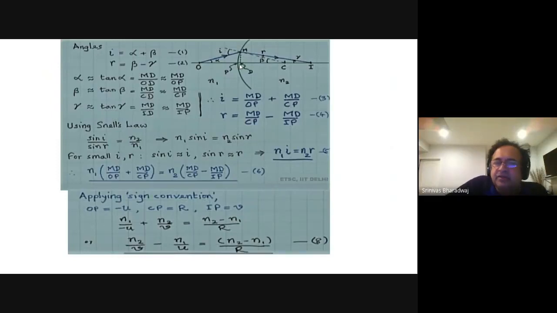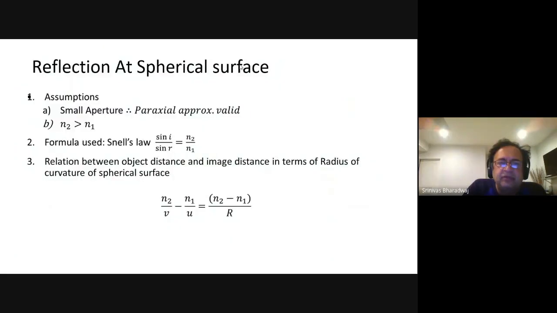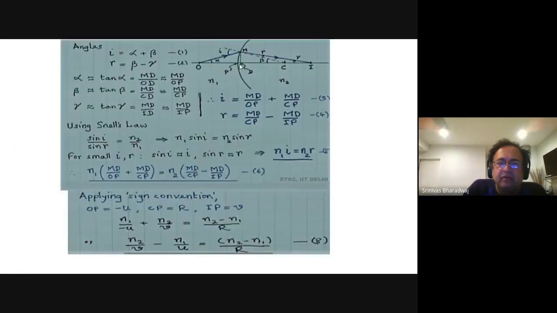Okay, so this is not always true, but it is true under certain circumstances, for small angles. That is how he is deriving this formula: n2 by v minus n1 by u equals n2 minus n1 by r. It is just using small angles. Sin i equals i, sin r equals r, and then substituting those into the equations.